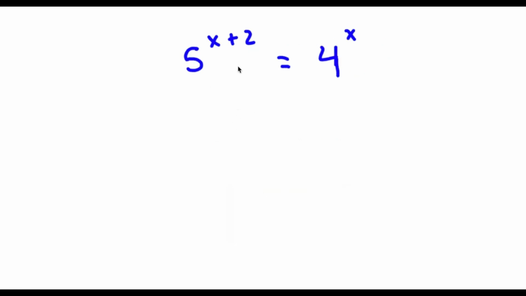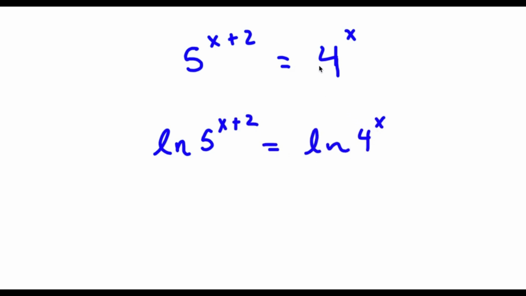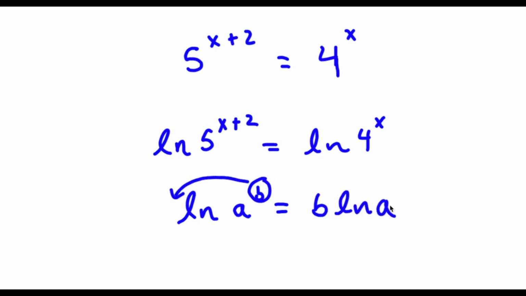Alright, so I have 5 to the power of x plus 2 is equal to 4 to the power of x. So the first thing I'm going to do is take the ln on both sides, or natural log. So now I have ln 5 to the power of x plus 2 is equal to ln 4 to the power of x. Now, if I have something in the form ln a to the power of b, I can actually move this exponent b to the front.